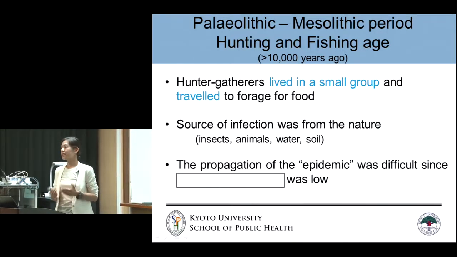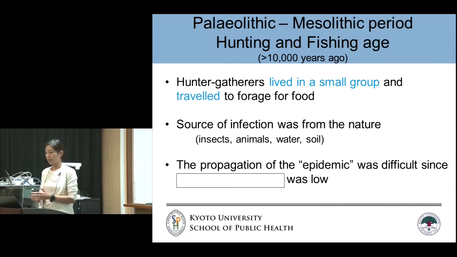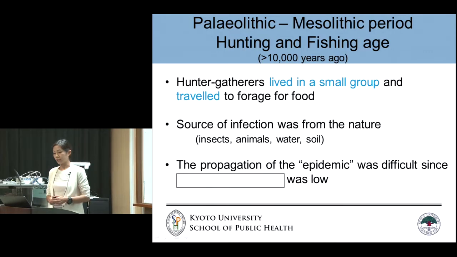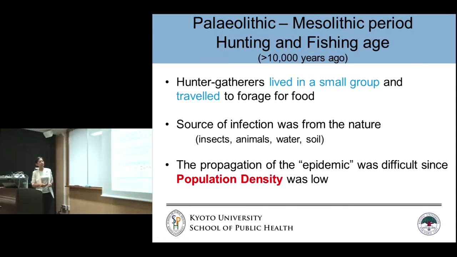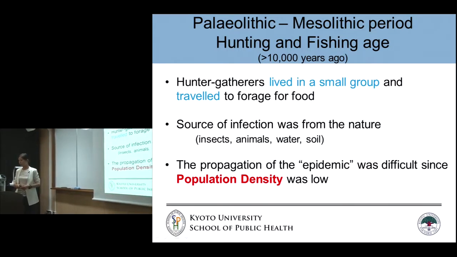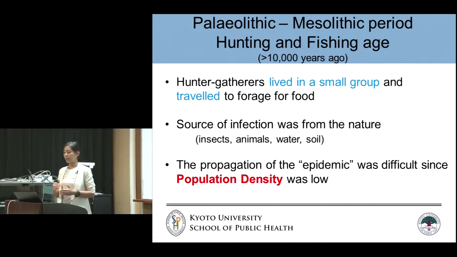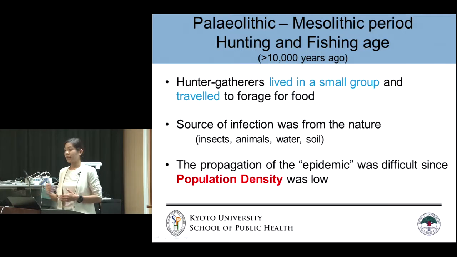There were probably infectious diseases, but the isolation of a small group of people would have caused the epidemic to be restricted to any given local population. So the propagation of the epidemic was difficult since the population density was low during that time. And since humans lived in small groups and traveled constantly, they had fewer problems with accumulated waste and contaminated water sources or food.